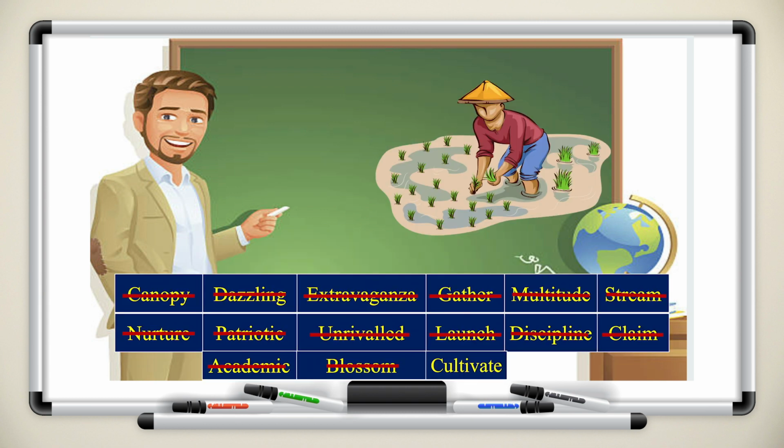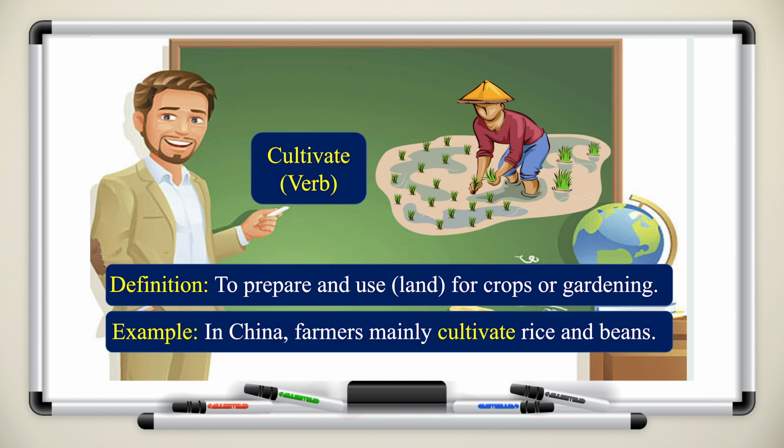This is the last picture we have, which means our last word in this episode. Cultivate. The definition of this word is to prepare and use land for crops or gardening. Here's an example. In China, farmers mainly cultivate rice and beans.